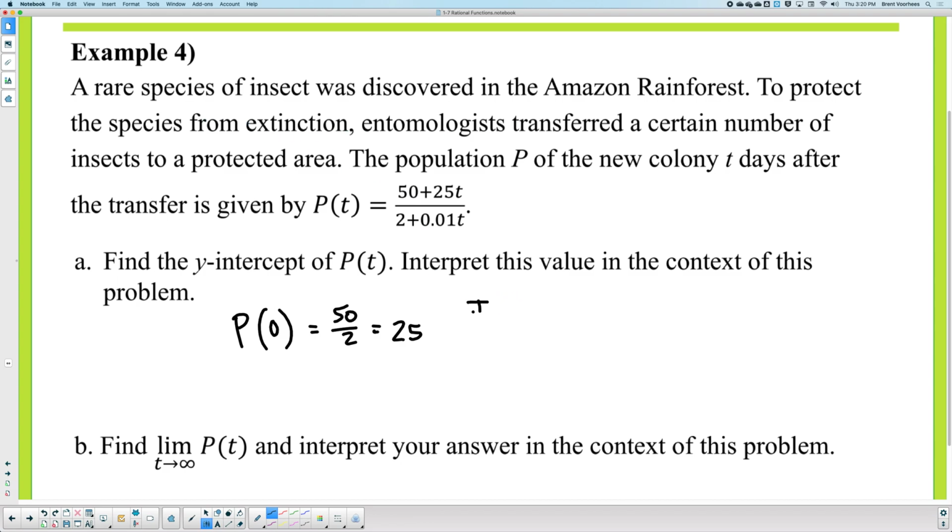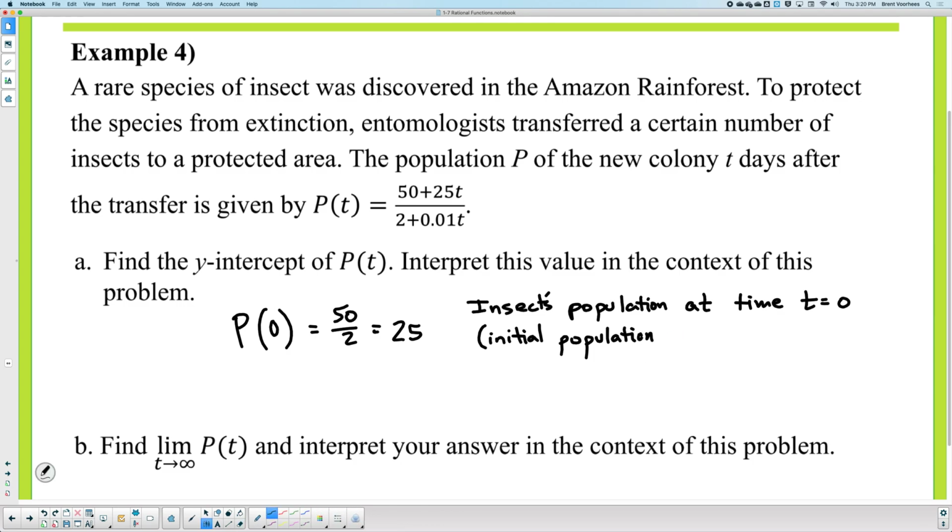The insect's population at time 0, which is initial time. That's like our initial population. Our initial population. Forgot the P. Initial population is 25. Okay? So that's the initial population.